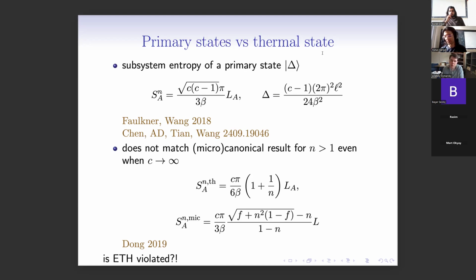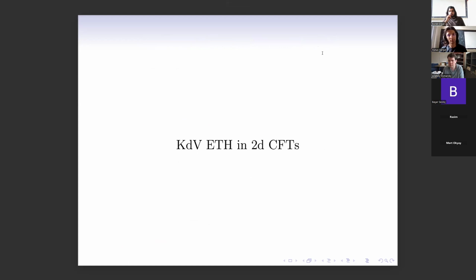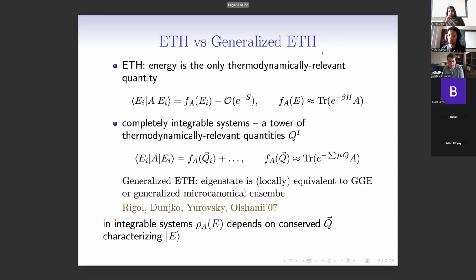What is satisfied is the generalized version of ETH, and maybe I should try to explain what it is, and that's the rest of my talk. So the rest of my talk is to explain that in two-dimensional CFTs, there are always conserved quantities, and whenever you have conserved quantities, going back to the conventional ETH, if you have only energy, then the expectation value of local operators in energy eigenstates is just energy dependent. But if you have other conserved quantities, you cannot avoid saying that expectation values of local operators in energy eigenstates should also depend on those conserved quantities. Think about thermalization.